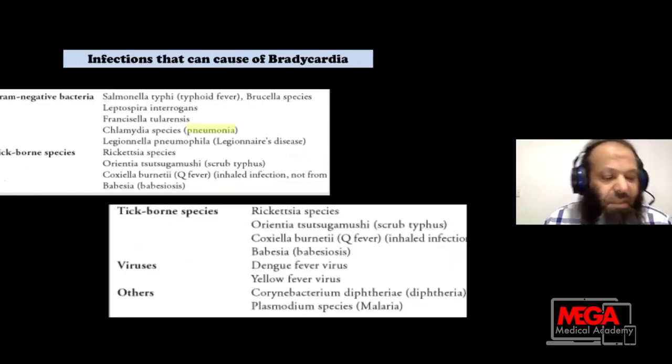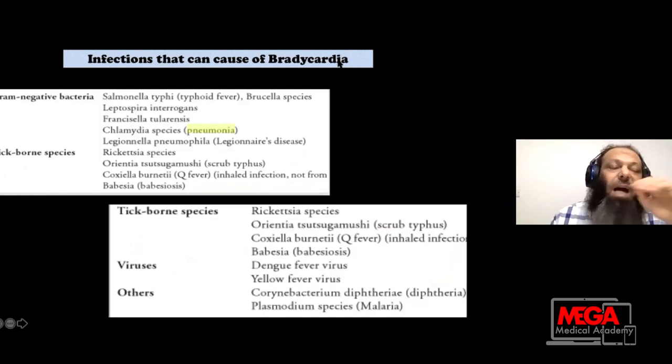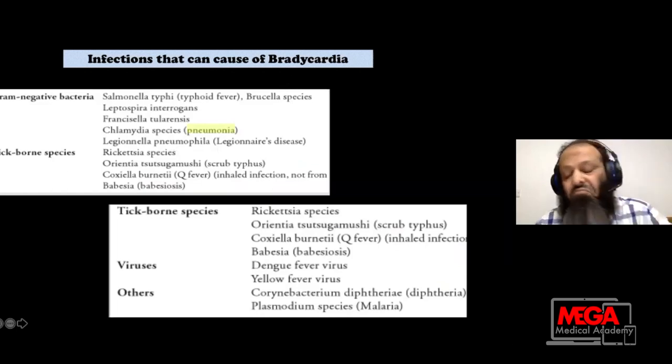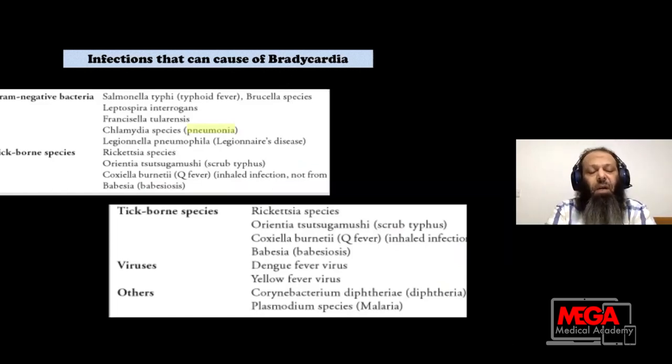One of the interesting things in the ICU: you may have a patient admitted with community acquired pneumonia who is febrile and in respiratory distress, with a fever of 38, 38.5, or 39, yet the patient is bradycardic. So you should think about the differential diagnosis. One of the common causes of fever with bradycardia is Chlamydia and Legionella pneumonia. So when you are facing a patient with community acquired pneumonia who is bradycardic, put atypical pneumonia, which is Chlamydia and Legionella, in your differential diagnosis.